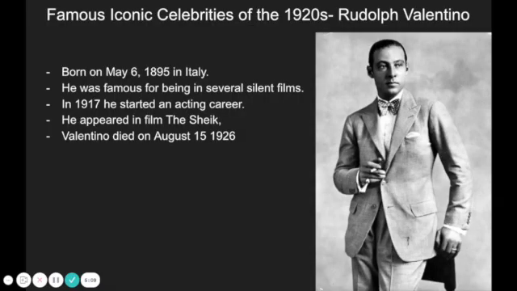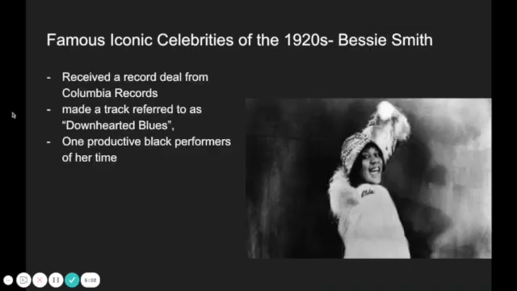Now we have the celebrities, and the first celebrity looked up to was born on May 6th of 1869 in Italy. He was famous for being in several silent films. In 1917, he started an acting career. He appeared in films such as The Four Horsemen. He later died on August 15 of 1926.